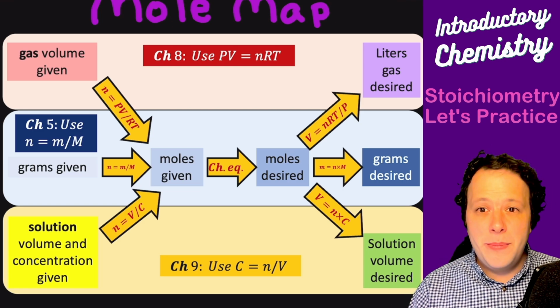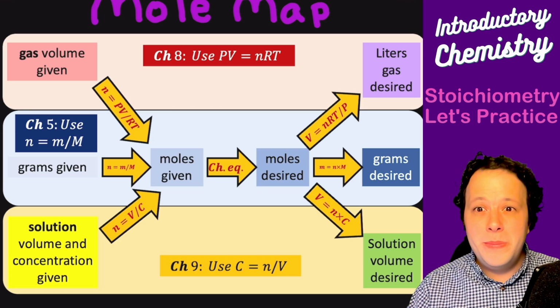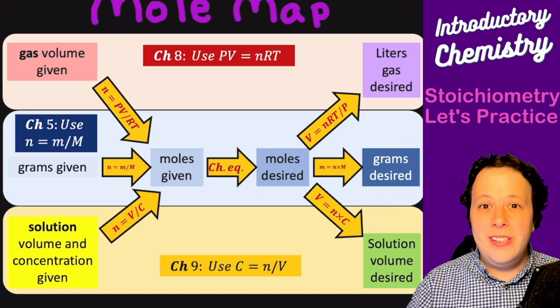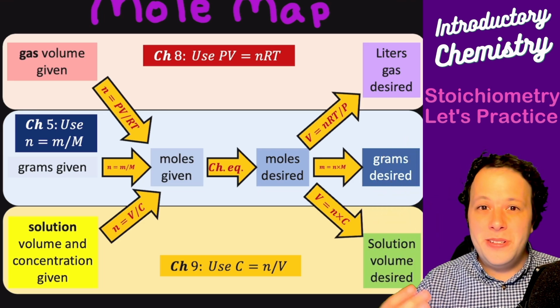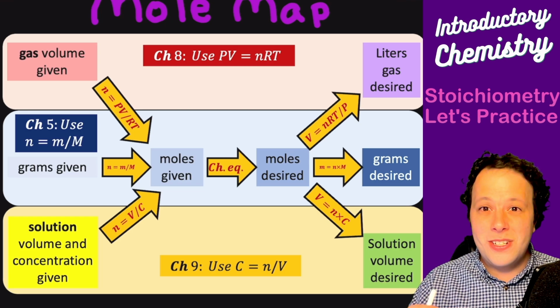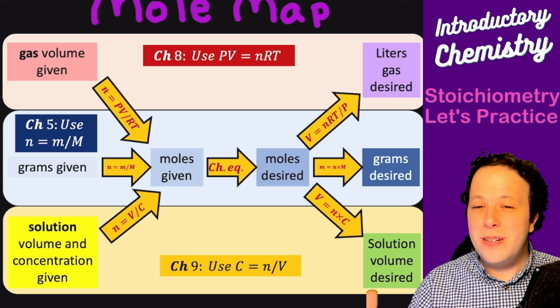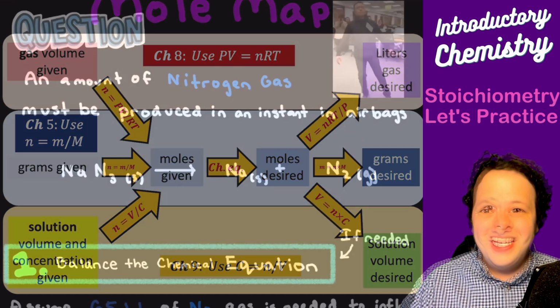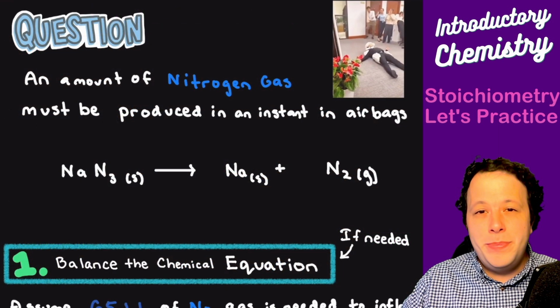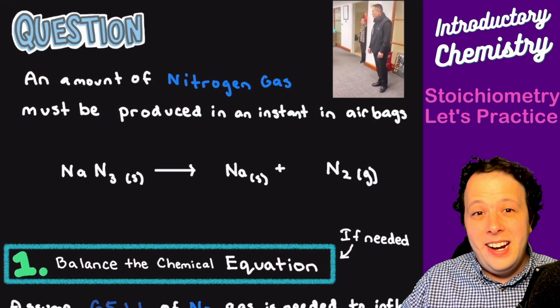Let's take a look at some of these different problems that are going to be bridging between all these different pathways to be able to map out and get our final answer. So we're going to be kind of crossing borders here and mixing everything together. Let's take a look. An amount of nitrogen gas must be produced in an instant in airbags.